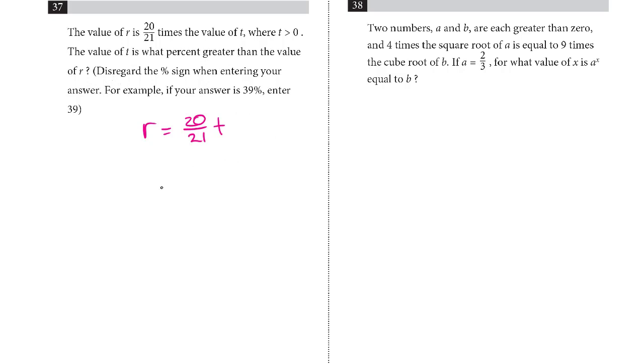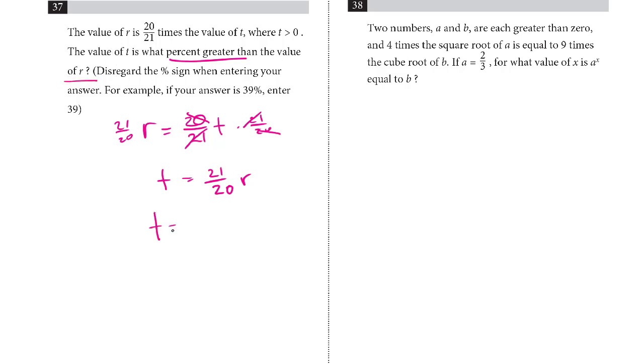So if I were to solve for t in this equation, I'd multiply both sides by the reciprocal. And that would cancel on the right side with the t. T equals 21/20 r. By what percent greater than the value of r is t?